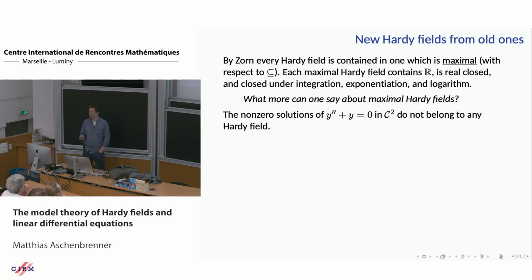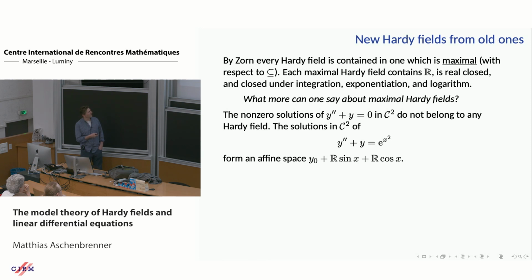Well, the next level of difficulty is the order 2 equations. But of course, there the trouble already starts, because that's when the oscillation keeps creeping in. So you cannot expect a result like the order 1 equation that we had before. In fact, things are even worse. Sometimes, if you have a non-homogeneous order 2 equation, you can solve it in a Hardy field. In fact, take the equation y double prime plus y equals e to the x squared. If you have a particular solution, the solutions form an affine space over that generated by sine and cosine.